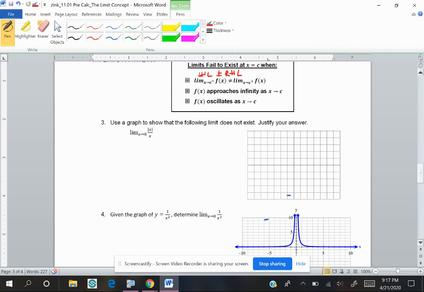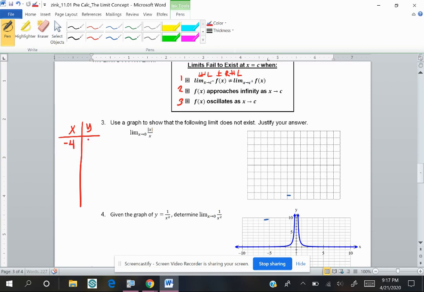So number 3 asks us to graph and show that the following limit does not exist and justify your answer. When I say justify your answer, I want you to give me one of those 3 reasons as to why it does not exist. So we want to graph this. So we can come up with a table first. So you can feel free to put this in your calculator, or I'm going to just substitute in. I want to make sure I have negative and positive values.